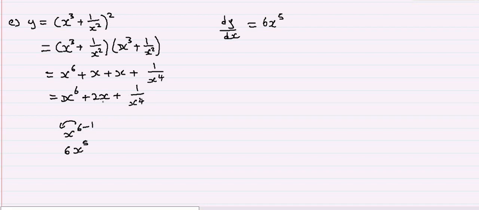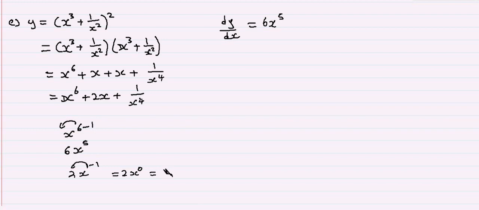Derivative of 2x. The exponent is 1, you multiply 1 by 2, it becomes 2. Then you subtract 1 from the exponent, it's x exponent 0. A number to the exponent of 0 is 1, therefore x exponent 0 is 1. 2 multiplied by 1 is 2. Therefore the derivative of 2x is 2.